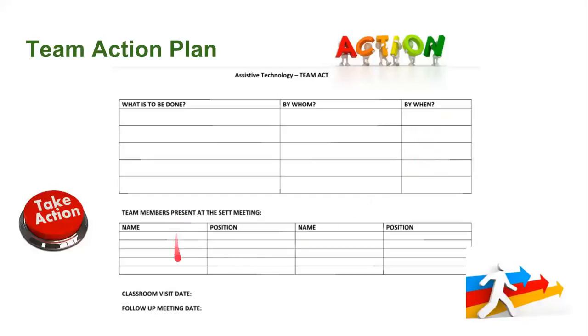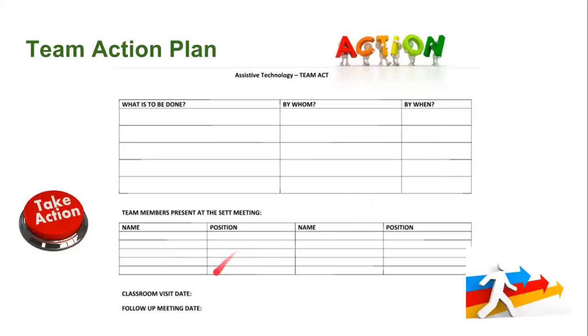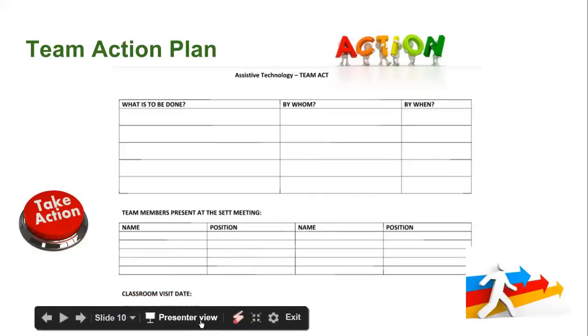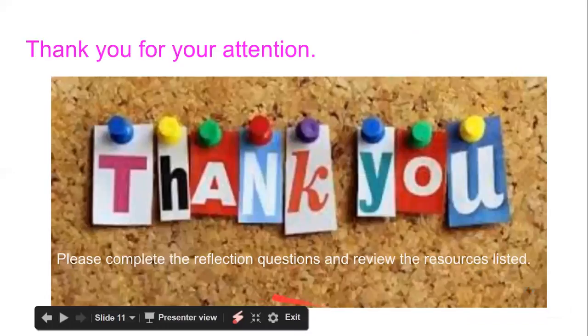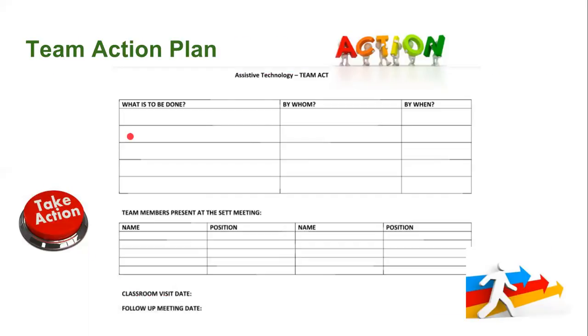And then I just put who was present, their position, whoever was present at the meeting. And then I like to always have a follow-up meeting date. So I'm going to say, all right, you guys have decided you're going to do this in the month of February. So I'm going to come back maybe at the end of February, the beginning of March, and let's regroup as a team and see what we've accomplished and what decisions can be made, or maybe ideas that need to be changed. So that's the action plan form that I use.